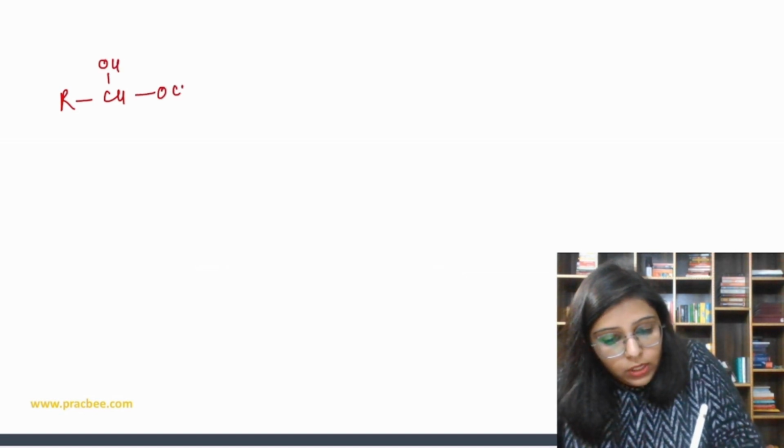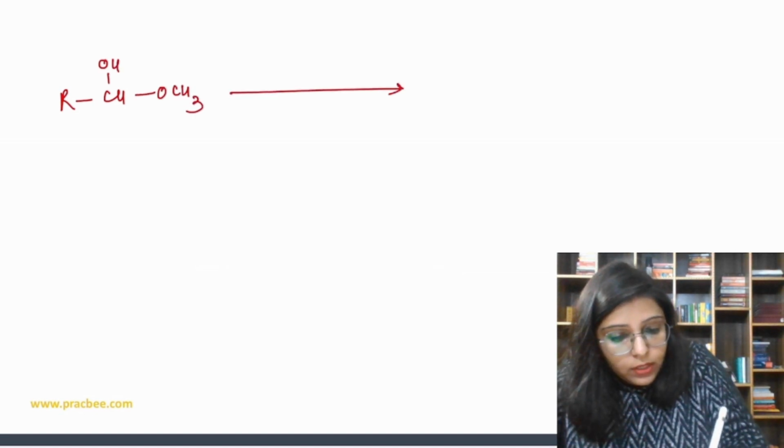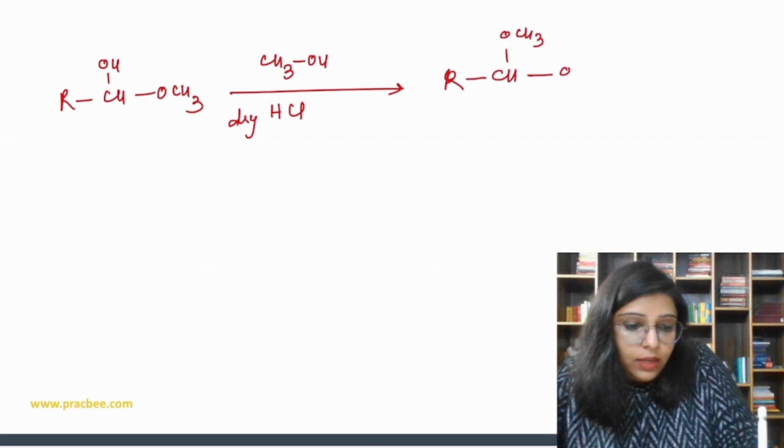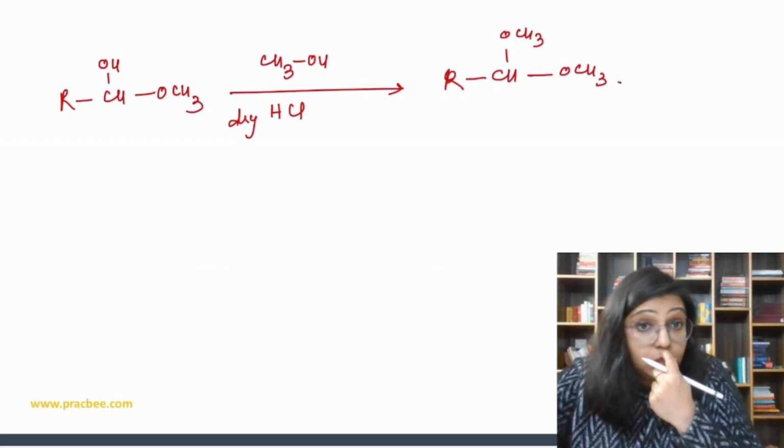RCH(OCH3)OH on further reacting with CH3OH and HCl forms the acetal. So we get OCH3, and here we can write OCH3. Understood? So this is going to be the acetal.